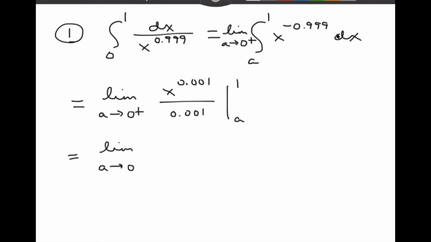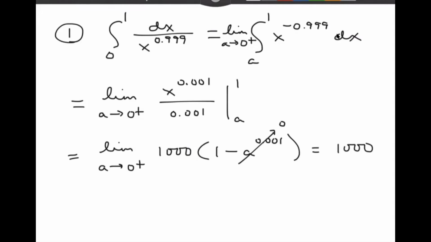All right, so that is going to give us, and instead of dividing by 0.001, why don't we call that times 1,000? Plug in 1, you just get 1. Plug in a, you get a to the 0.001. Now remember, a is approaching 0 from the right. So again, you can think of this as the 1,000th root of a. As a gets closer and closer to 0, so does the 1,000th root of a. So this term is going to disappear, and this limit is equal to 1,000.